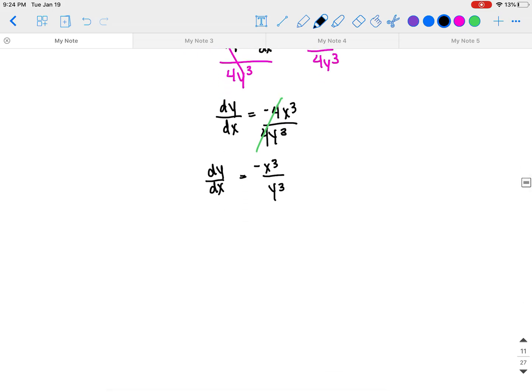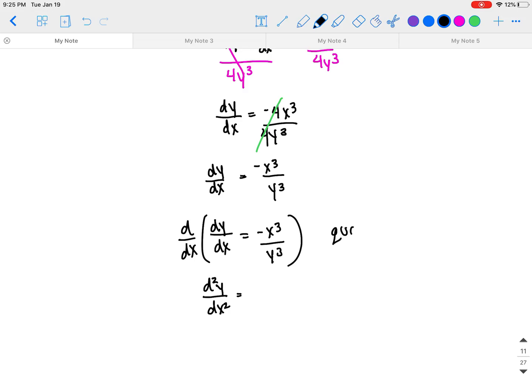To find the second derivative, I'm going to differentiate the first derivative. Let me rewrite this to show you this step. What I have just found is the first derivative. To find the second derivative, I'm going to differentiate this equation. So I'm also going to take the derivative with respect to x. So the second derivative then is equal to, I'm going to have to use quotient rule, because I have a quotient.